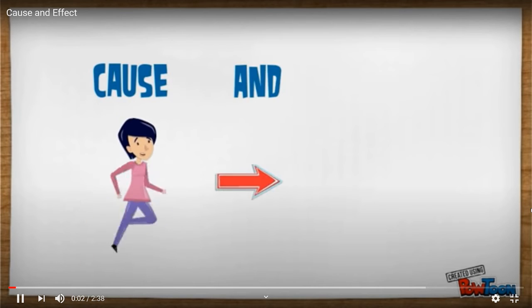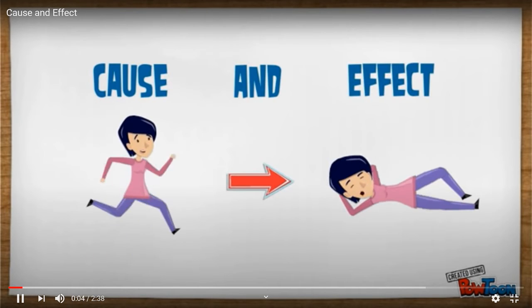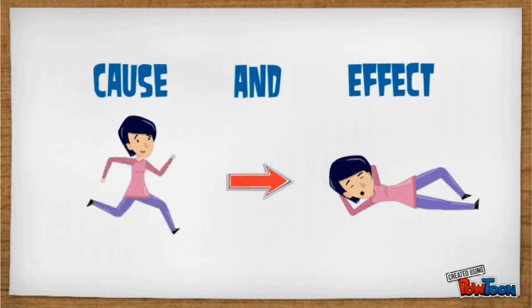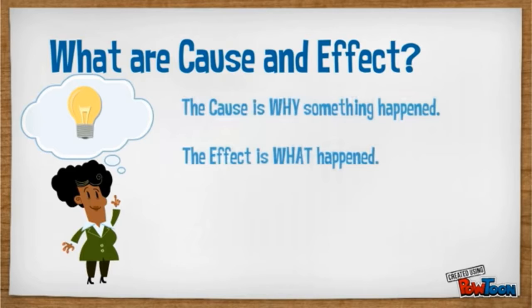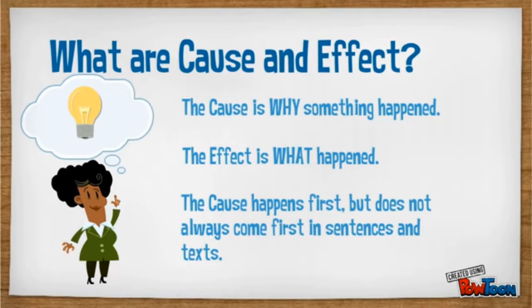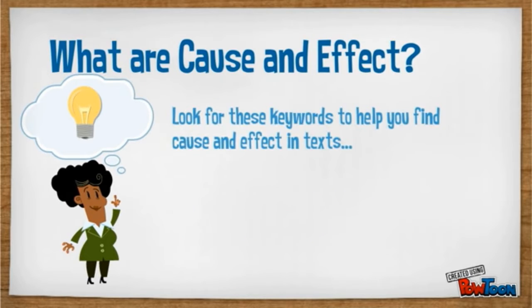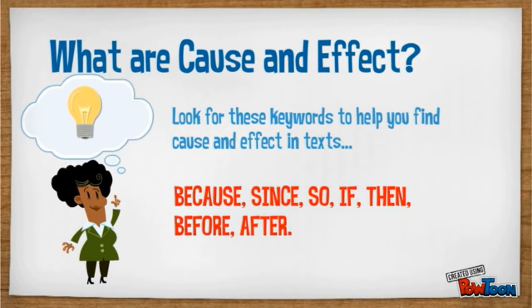So, cause and effect. Now, when we talk about cause and effect, what are they in reality? So let's think about that. The cause is the why something happened, and the effect is what happened. The cause happens first, but does not always come first in sentences and texts. Look for these keywords to help you find cause and effect in text. Because, since, so, if, then, before, and after.